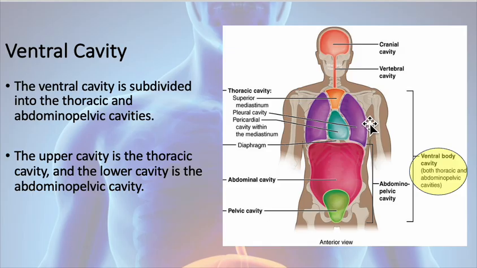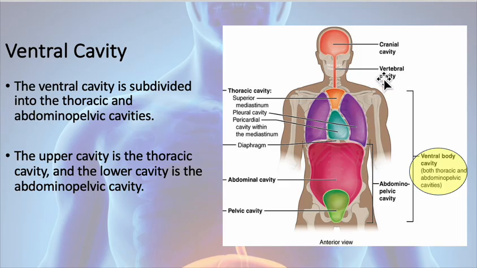The thoracic cavity can be further subdivided into the pleural cavities. Here you can see two individual pleural cavities. The pleural cavities hold the lungs. So the lungs sit within the pleural cavities, and the pleural cavity contains fluid, just as any of the other cavities do, that surrounds the lungs, and this fluid helps to reduce friction as the lungs expand.